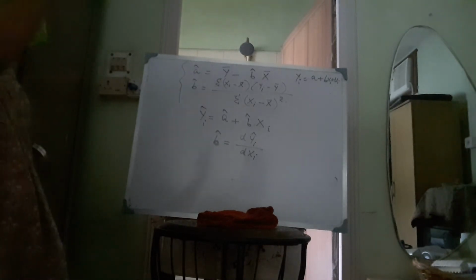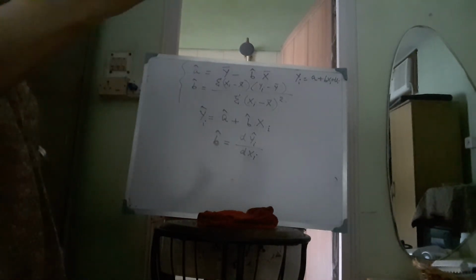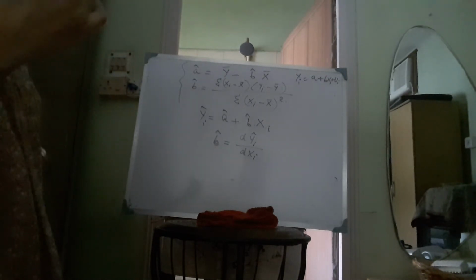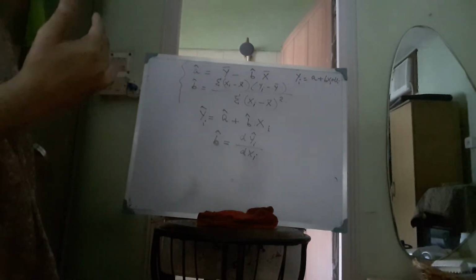So percentage change in income is always less than the percentage change in consumption. So that can be measured by B hat. Now what is A hat in the consumption function?